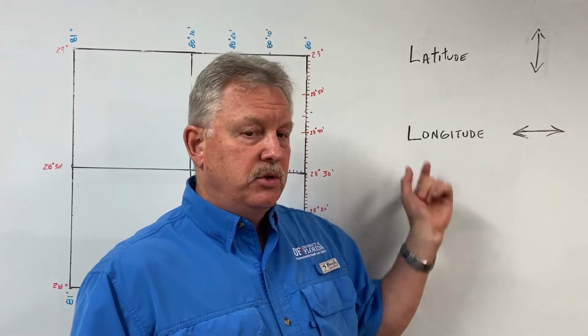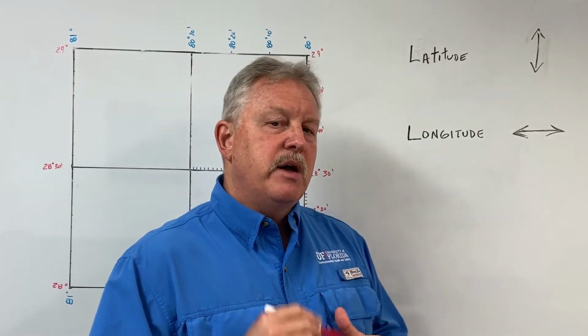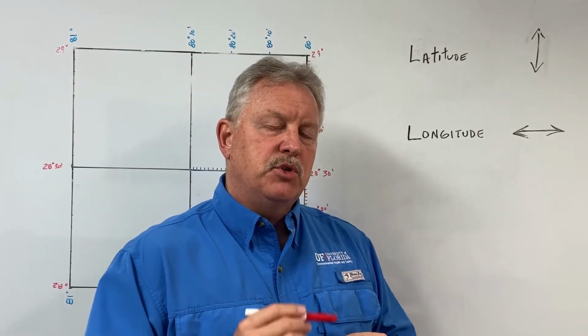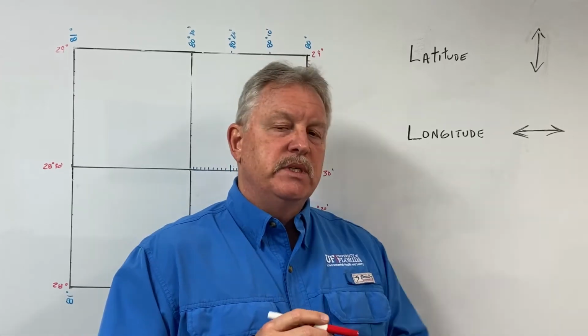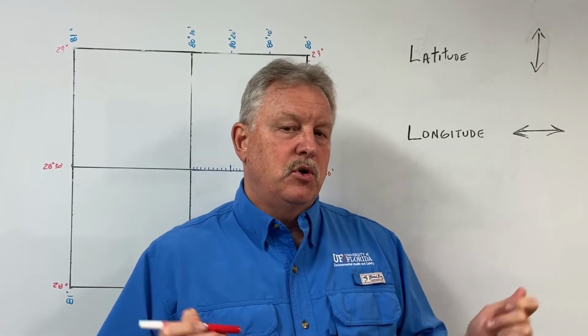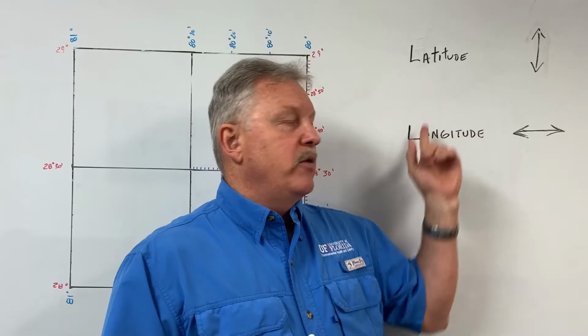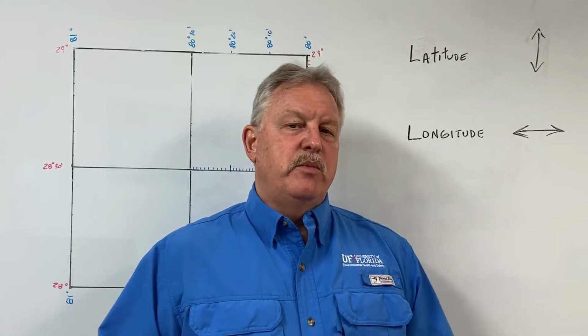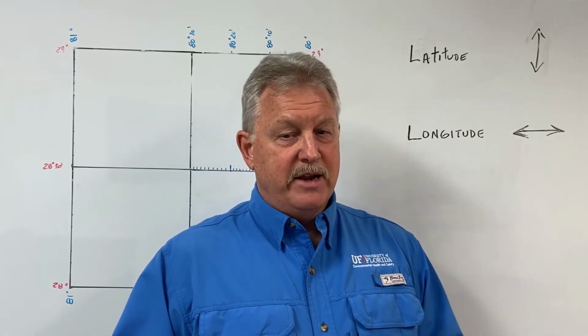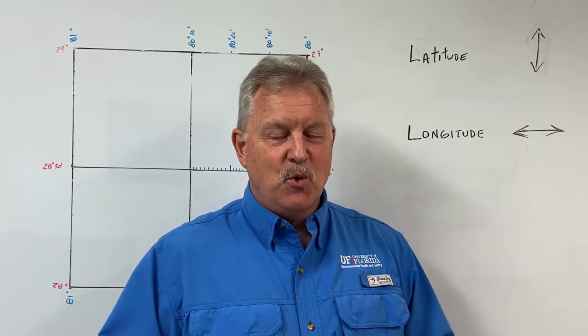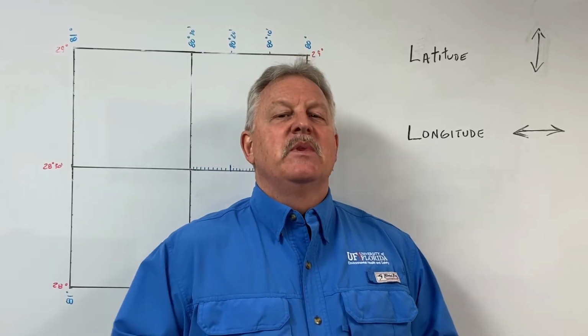We've got latitude and longitude. Latitude is up and down or north and south on the charts. Longitude is east and west or left and right on the charts. The way that I try to remember the difference between the two is the Jimmy Buffett song, changes in latitudes, changes in attitudes. It's corny, I understand that, but it helps me to remember it.